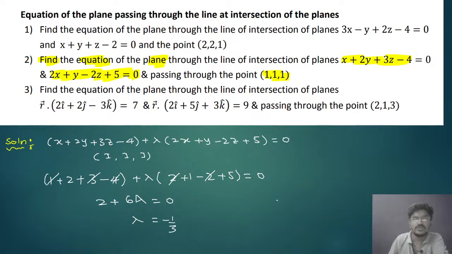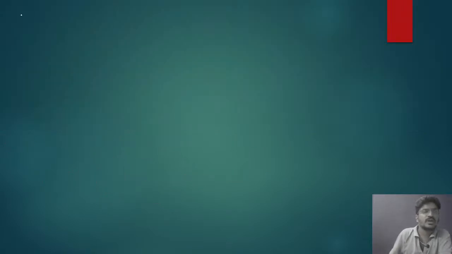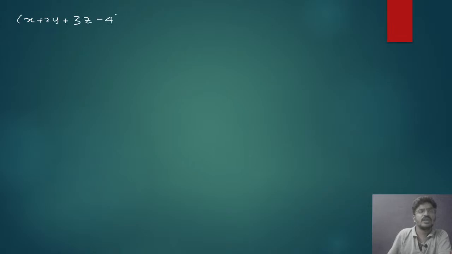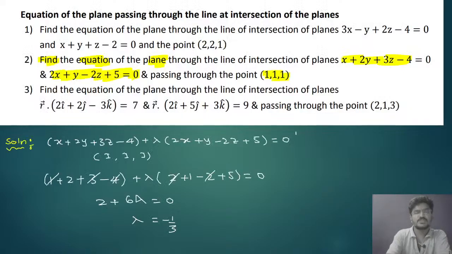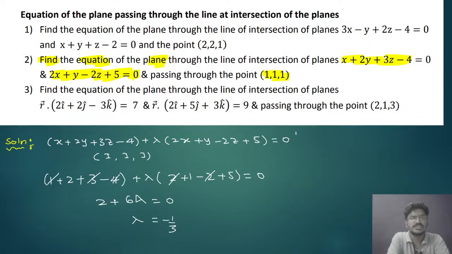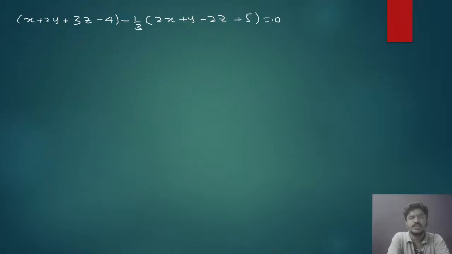Okay, very good. So now using this lambda, let us find the value of our equation. Use this in the lambda term. That will be x plus 2y plus 3z minus 4. Lambda value is minus 1 by 3 into 2x plus y minus 2z plus 5 equal to 0. Verify your equations.